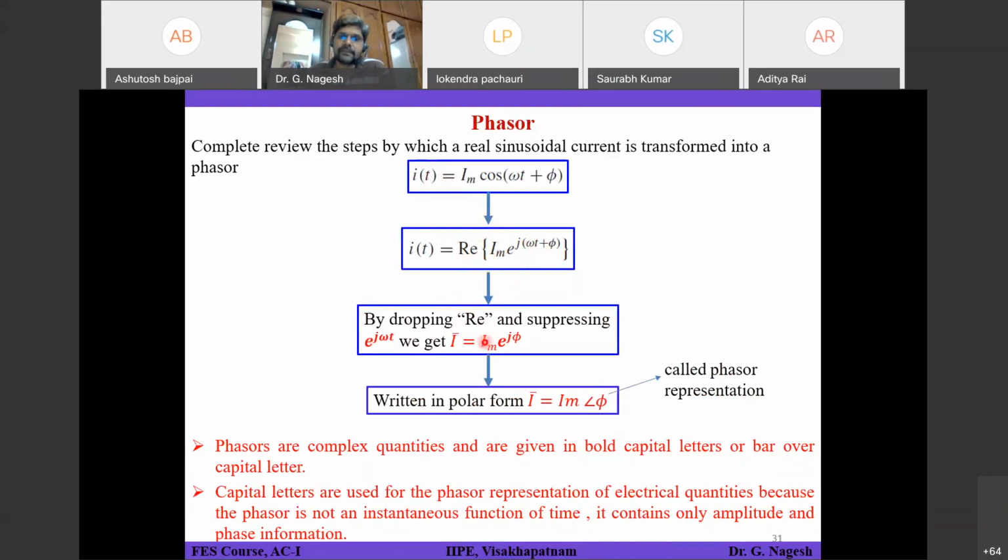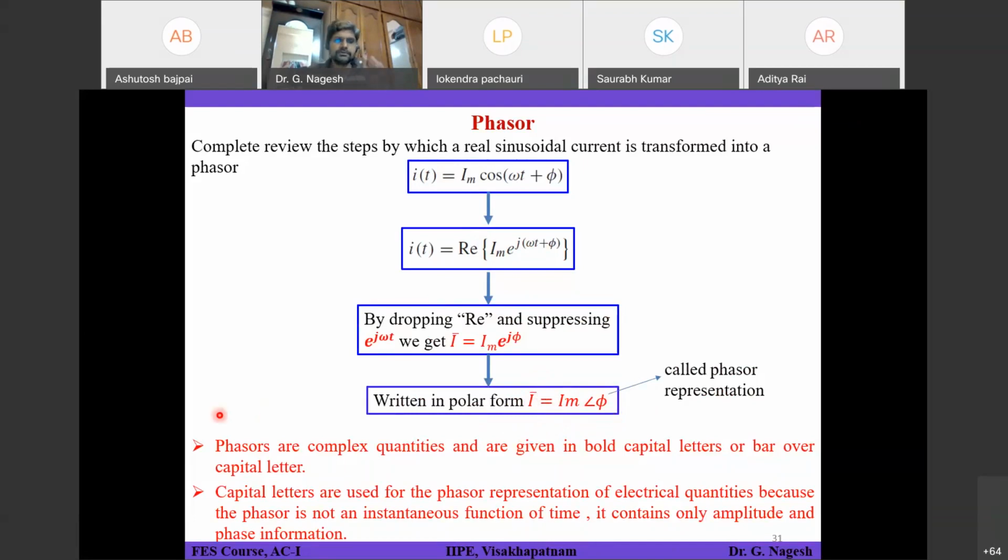So you will represent Im e power j phi. This is the exponential form of the phasor. And if you write it in polar form, this is called a phasor. Phasors are always represented with a capital letter and a bar over it. If you see here, I have written I with a bar over it. So it will have an amplitude and a phase angle. This is called a phasor.